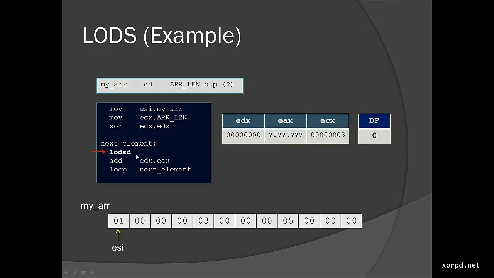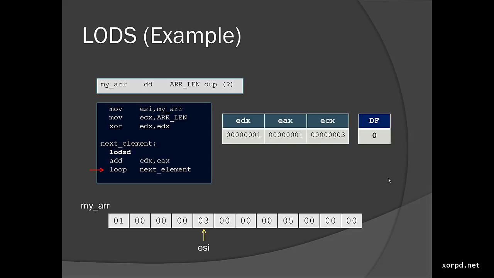Let's see how it works. The load_sd instruction is at this point going to load this dword. I'll remind you that Intel x86 architecture is little endian based, which means that this dword is actually 1. We are just seeing it reversed in memory. So we got 1 inside EAX, and we can also see that ESI has advanced 4 bytes to the right. That is because the direction flag is 0. Next we add what we got in EAX into EDX.